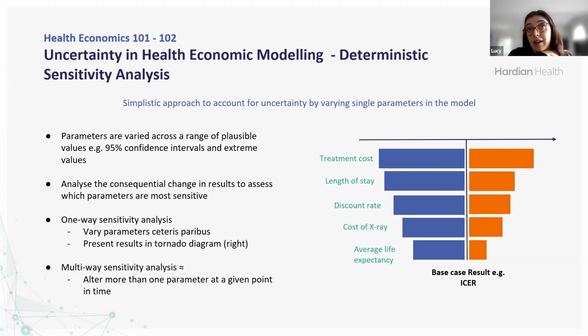You typically present these in the form of a tornado diagram, as you can see here on the right. So you can graphically and visually assess which parameters your model is most sensitive to. It's also possible to conduct a multi-way sensitivity analysis where you vary more than one parameter input at a time, because typically with the one-way sensitivity, you vary one input at a time, keeping everything else constant. This is more akin to a scenario analysis, which we will get onto in a minute.